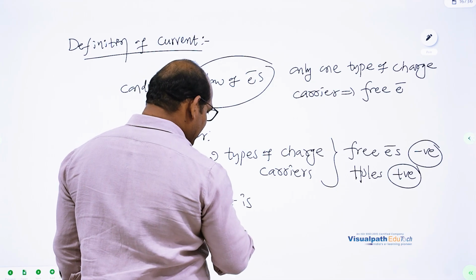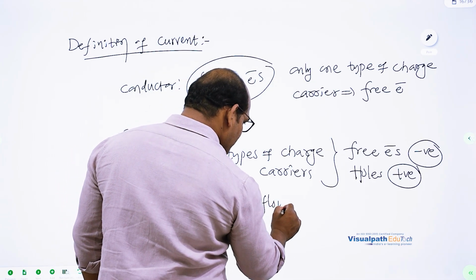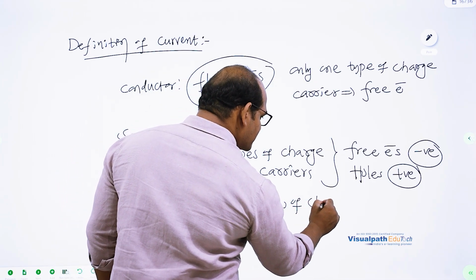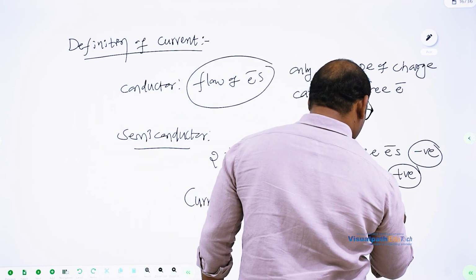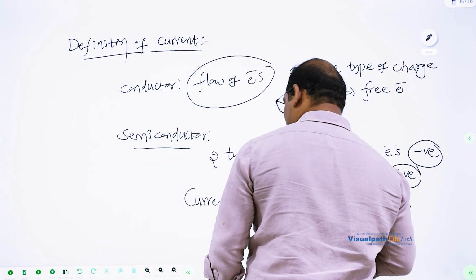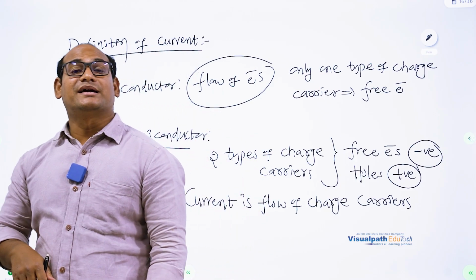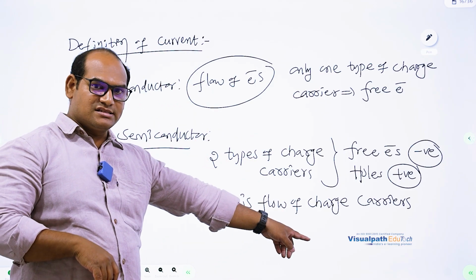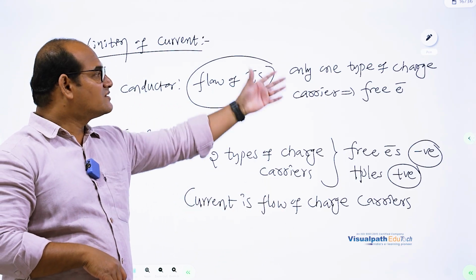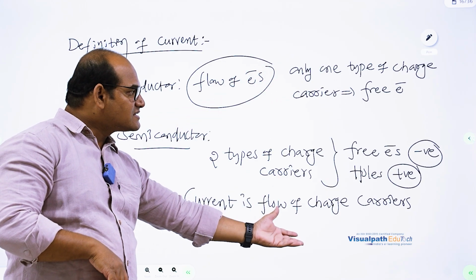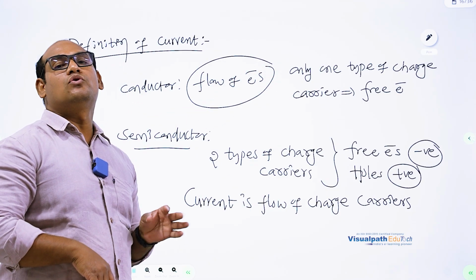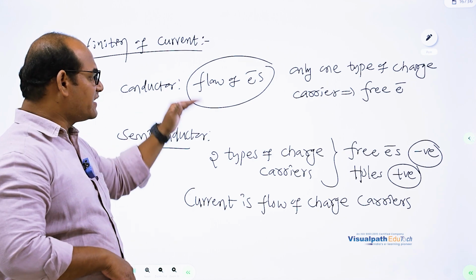So combinedly we can tell current is flow of charge carriers. This definition is valid for both conductor and semiconductor. So current is the flow of the charge carriers. If you are dealing with conductor, the charge carrier is a free electron. If you are dealing with semiconductor, then the charge carrier is nothing but free electrons and holes also. Like this, you can define the current.